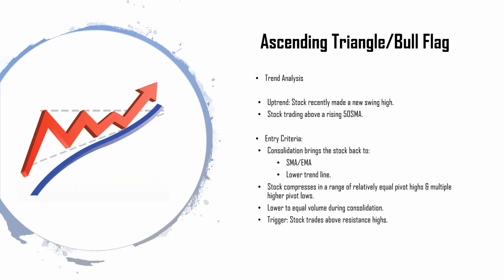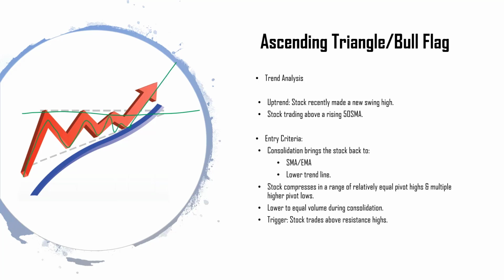So the trend analysis, once again, you want the stock to make a new swing high. So the swing high came up, and right here it is consolidating. Once again, the stock is coming back to, in this case, usually a moving average or lower trend line, either one really. But what you do notice is, if we use this as the $50 level again, price is making higher lows, meaning it's compressing. It's like a coil getting tighter and tighter and tighter until eventually, boom, it breaks.